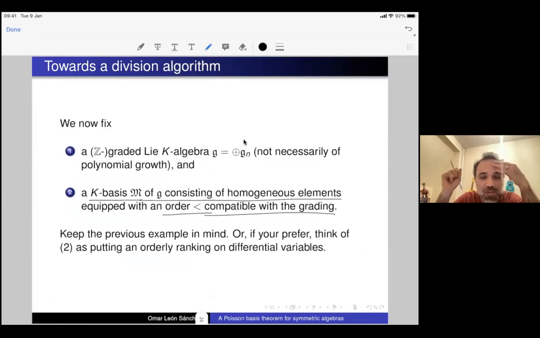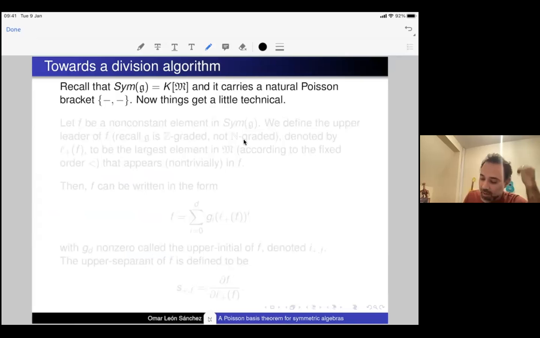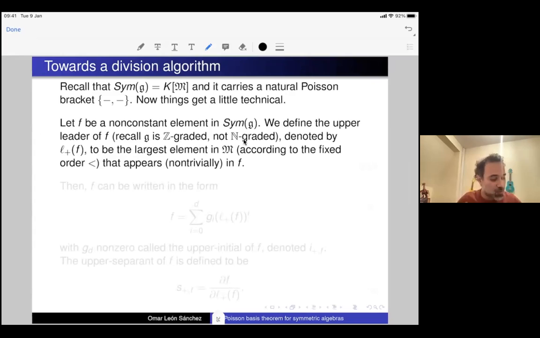Referring to the differential polynomial ring, that's also something you do. So I'm just ranking my variables. That's what's going on here. Now we have this symmetric algebra with this Poisson bracket. Remember that my symmetric algebra is just polynomials in variables given by the basis. And if you remember the differential polynomial ring, once you fix a ranking on the variables, you can talk about leaders, initials, separants, and all these things. So what is the analog of that once you have this ranking on the basis?